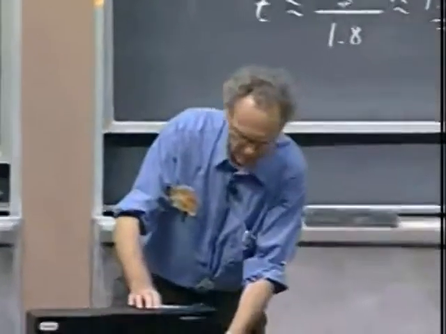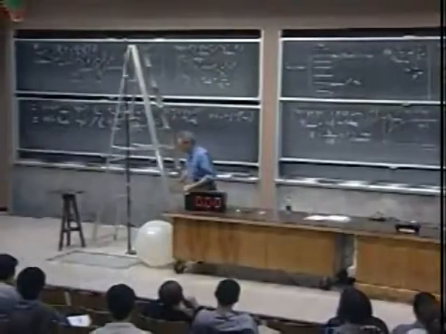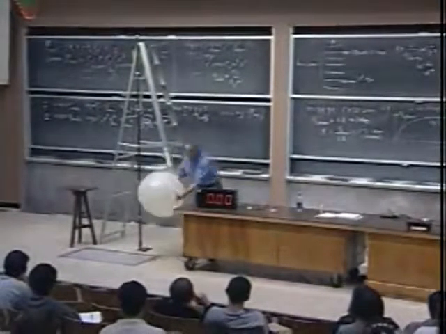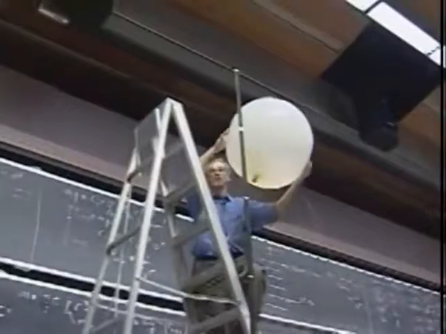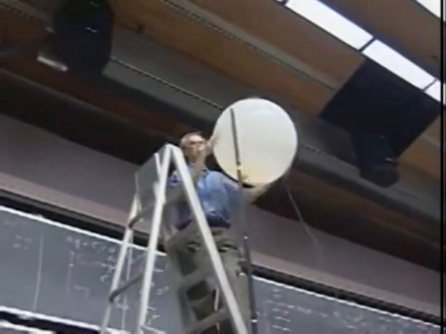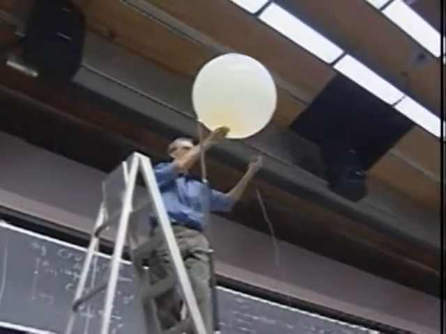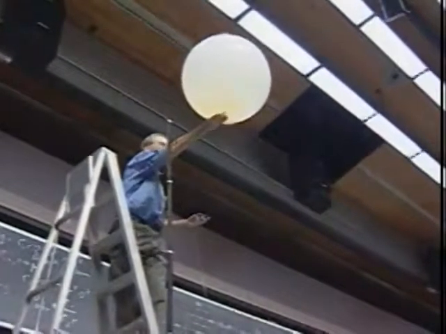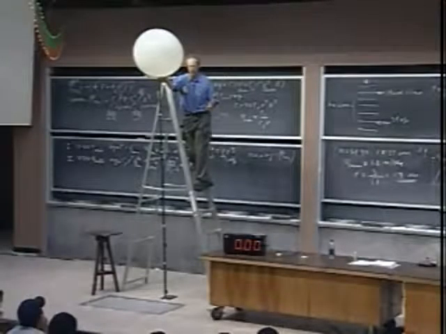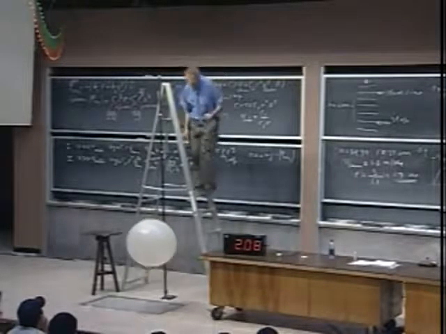So turn on this timer. Make sure I zero it. I did. And it's not so easy to release it, by the way, and start the timer at the same moment. And it's not even so easy for me to see when it hits the ground. So there's a huge uncertainty in this experiment. Okay. 3, 2, 1, 0. What do we see?